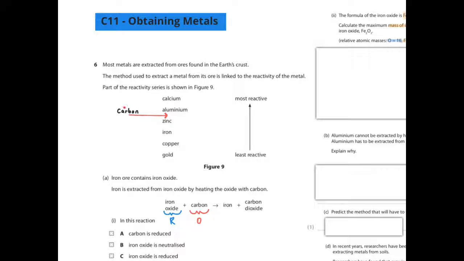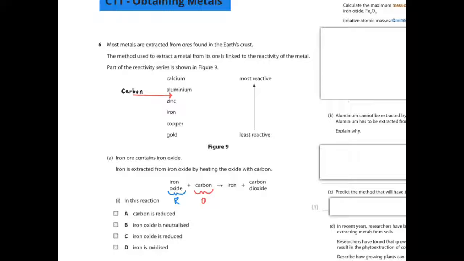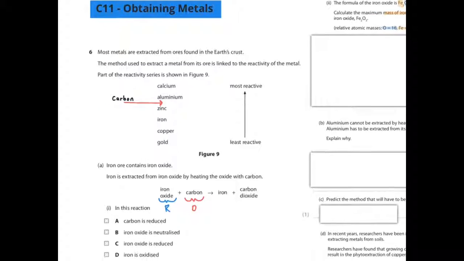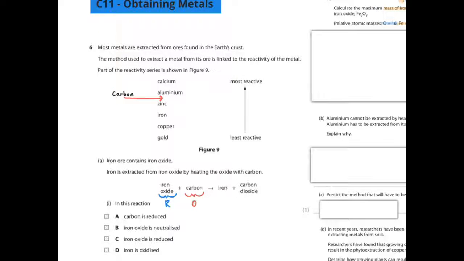And I've inserted carbon here because carbon is used as an element which can help extract certain metals, providing it's more reactive than those metals. So carbon is more reactive than these, but less reactive than these. The method of extraction is called reduction by carbon or reduction with carbon.